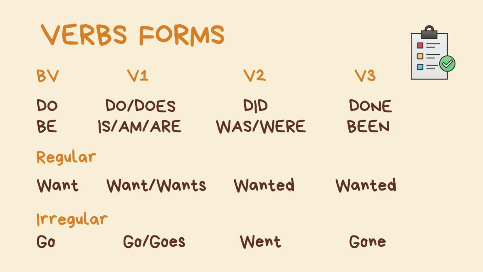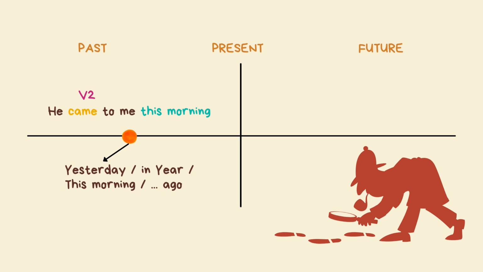Next, we will study when to use it and how it looks on a timeline. We have a timeline right here, and it is divided into three sections, three times: the past, the present or now, and the future. We are focusing on the past time because this is simple past. A simple past is an action that happened at a specific time in the past, and usually it happens only one time.